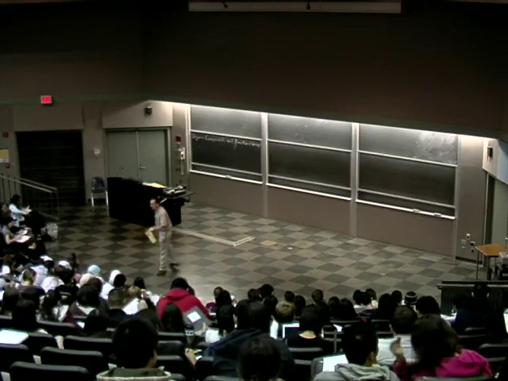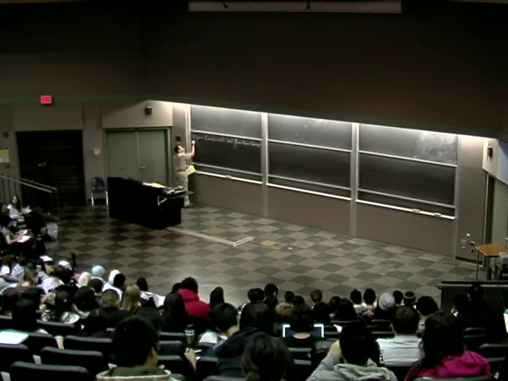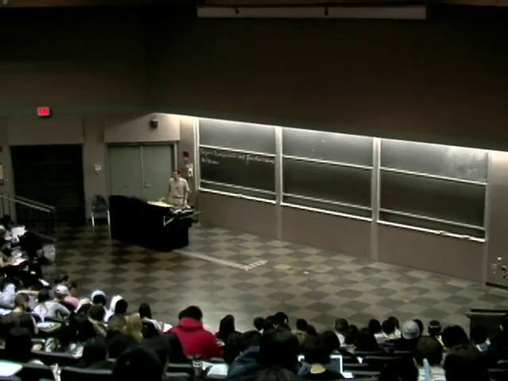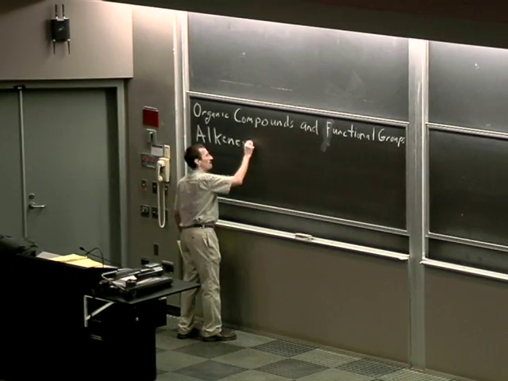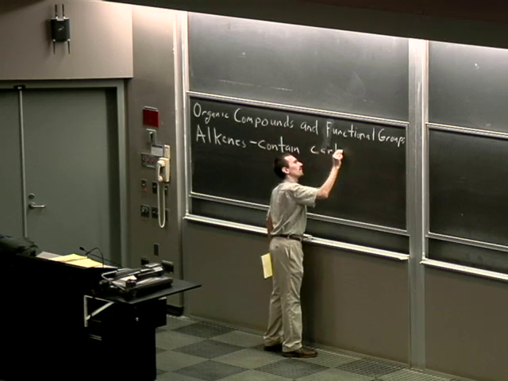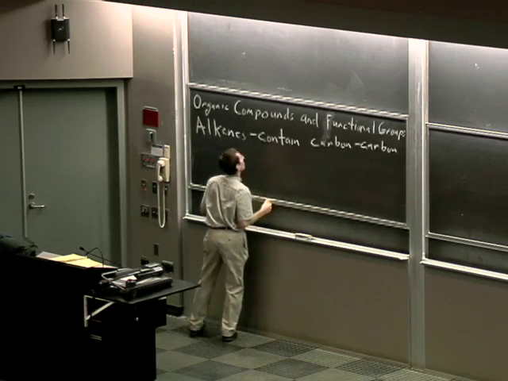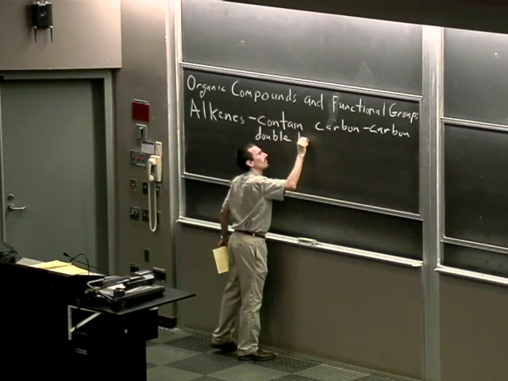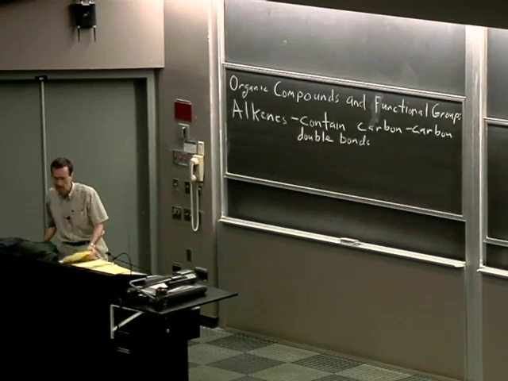contain any functional groups. Let me talk briefly about alkenes and alkynes and aromatic compounds. So alkenes, like alkanes, are hydrocarbons, but they're hydrocarbons that contain carbon-carbon double bonds. Alkynes contain carbon-carbon triple bonds.